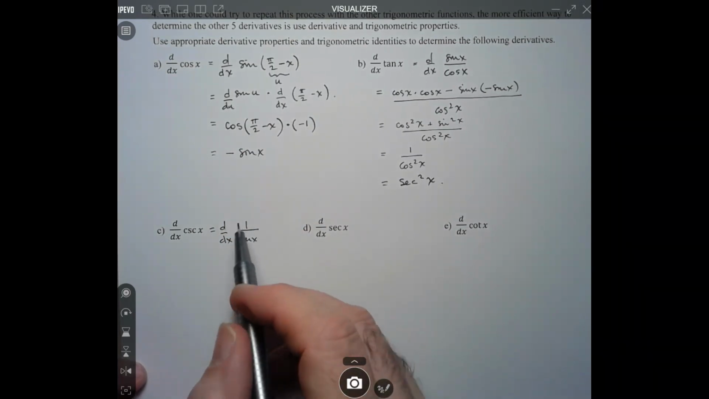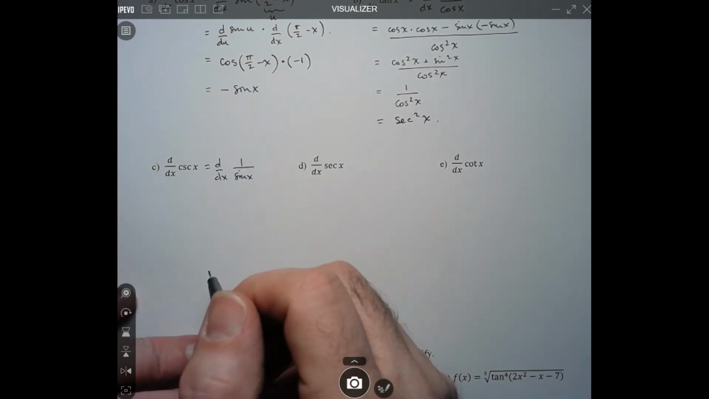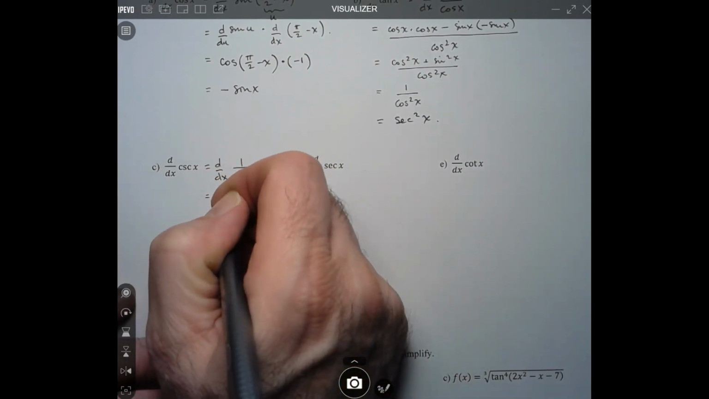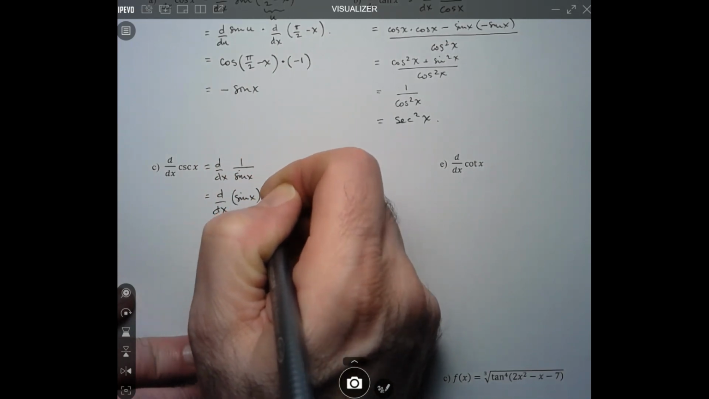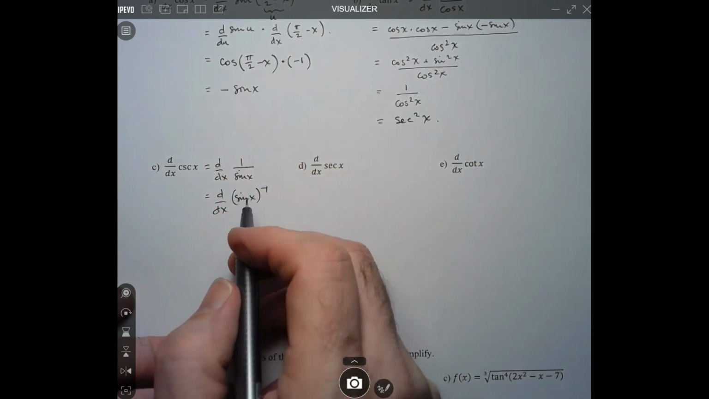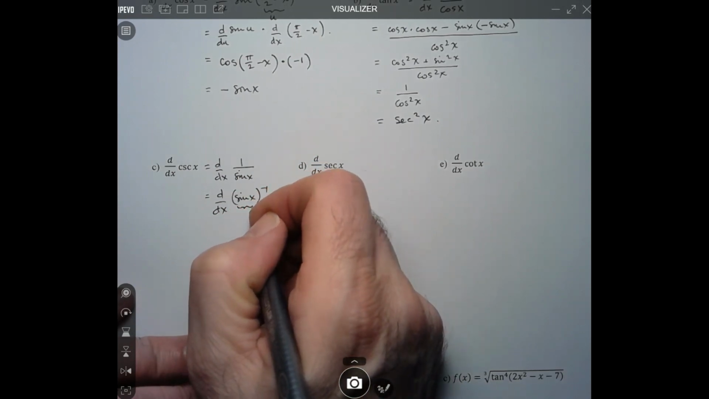Now, I could use the quotient rule on taking this derivative, but I certainly am not going to take the quotient rule. Instead, I'm going to write this as sine x to the negative 1 and use the chain rule. Okay, so this is my u.